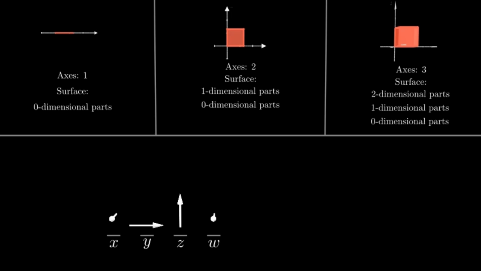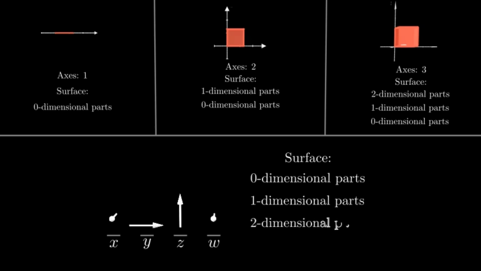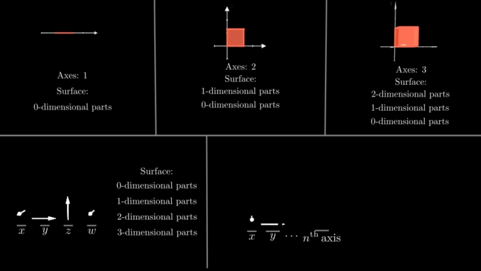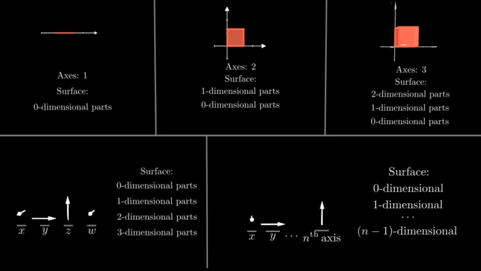And based on the pattern we've seen so far, on the surface of the 4-hypercube, we'd have 0, 1, 2, and 3-dimensional parts. In general, if we want to create an n-dimensional hypercube, we need n mutually perpendicular axes to describe the space it sits in. And on the surface of the n hypercube, you would be able to identify lower dimensional parts, right from 0 to n minus 1 dimensions. Just as on a cube, you can identify 0 to 2-dimensional parts.